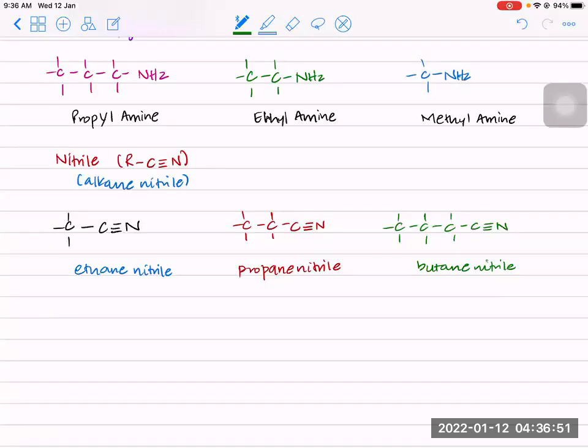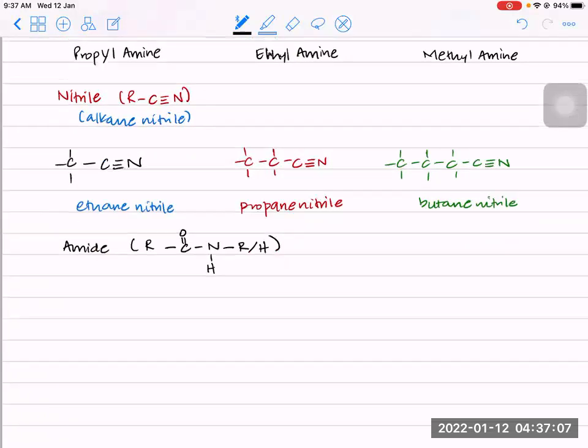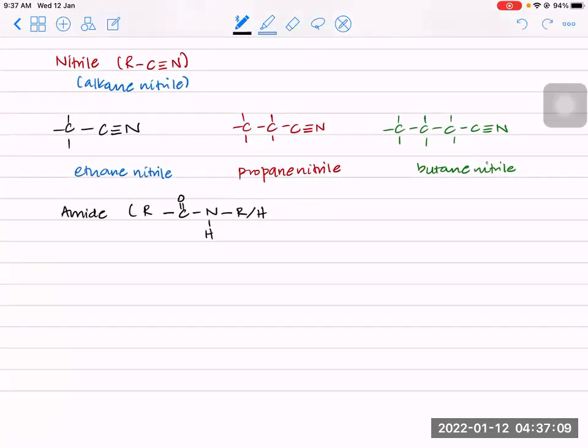Now let's see amides. An amide is where you have a group with a C double bond O and N H, and you could have another R group or an H here. Yes, so this is your amide linkage. Right here, this is your amide linkage. That's what an amide is. Now, is this clear so far?